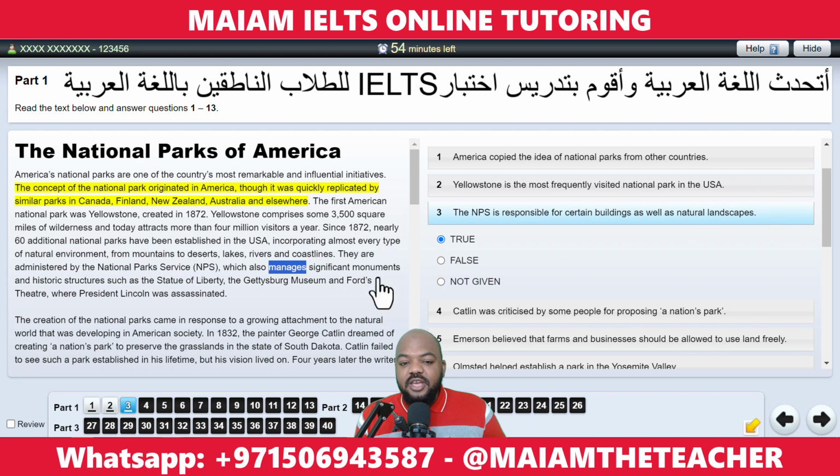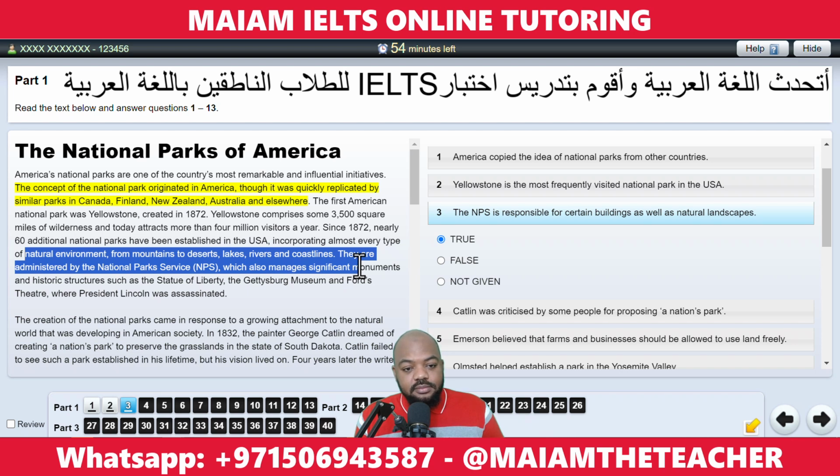So yeah, the landscape part, for those of you who are trying to figure it out, here, the natural environments part, that's basically it. Okay.